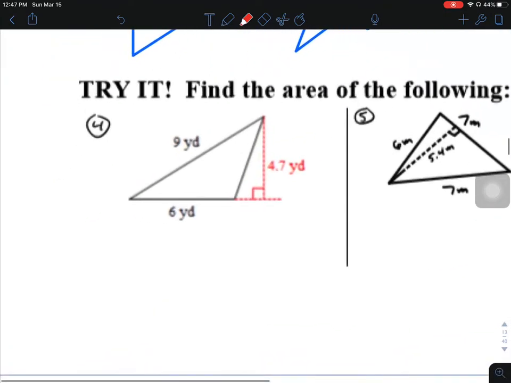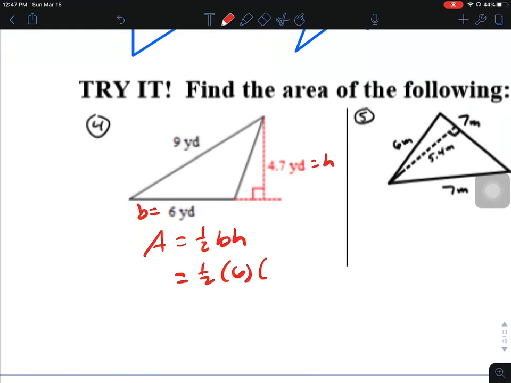See if we can find the area of this. We got 3 numbers. Can't use all 3 because the area is 1/2 base times height. Base and height are perpendicular. So we're going to use a base here of 6 and a height of 4.7. So it's 1/2 of 6 times 4.7. 1/2 of 6 is 3. 3 times 4.7, using a calculator, is 14.1 square yards.